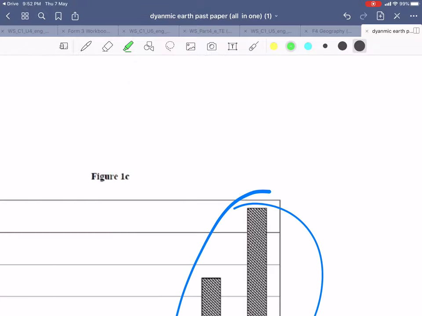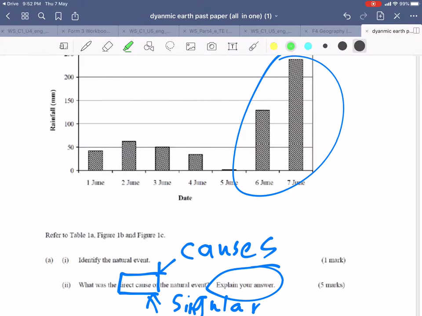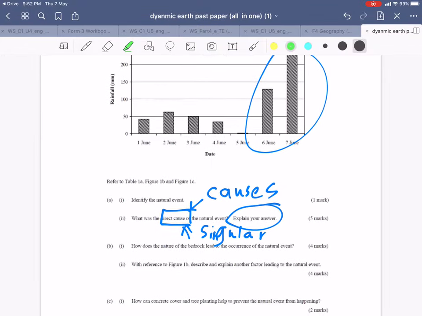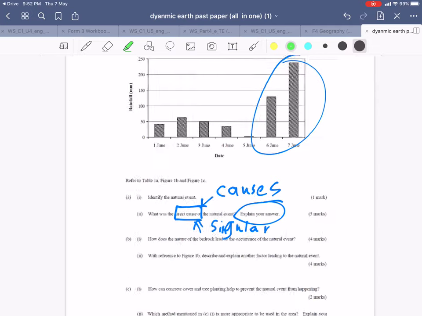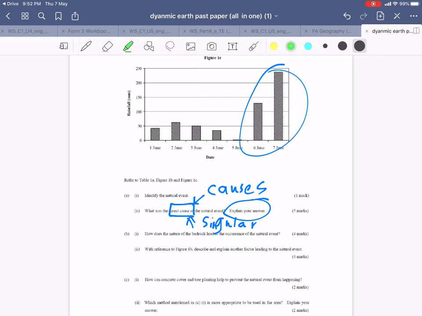And you can see this one is very easy for the data. But why is it very easy? Because it's not about the data. You cannot just pinpoint the data and then get a mark. You have to explain somehow. Okay.